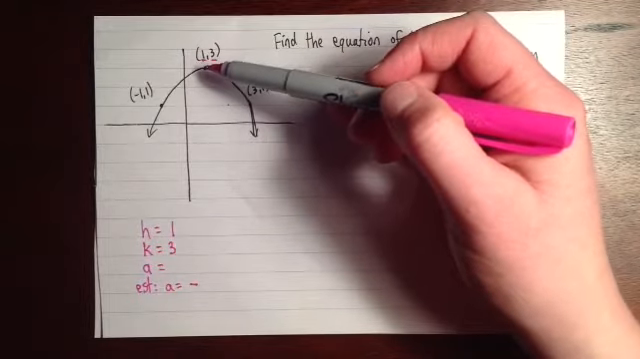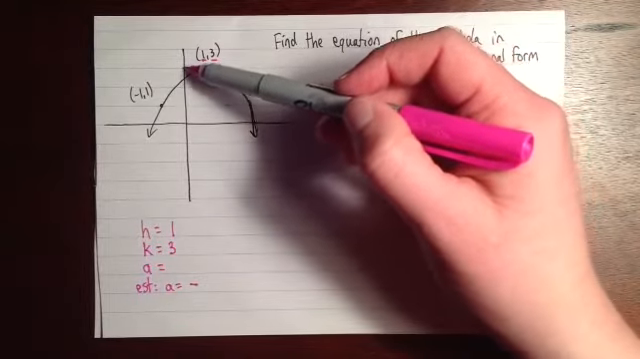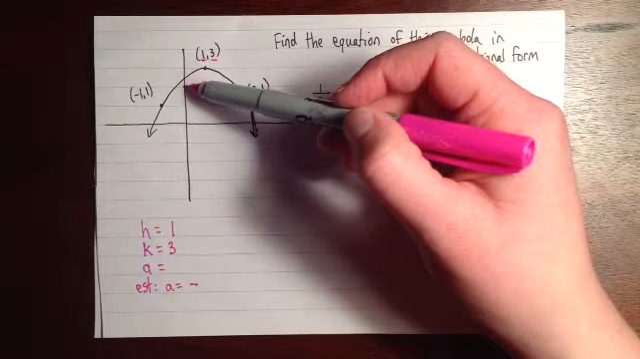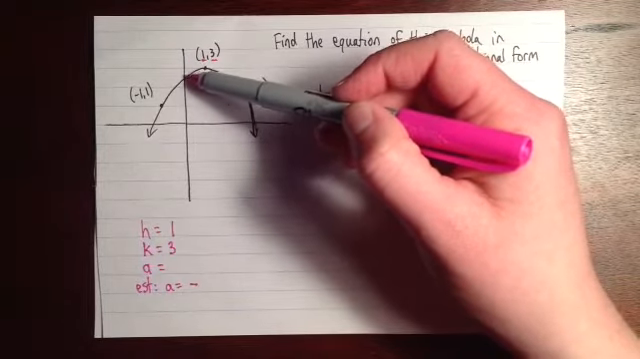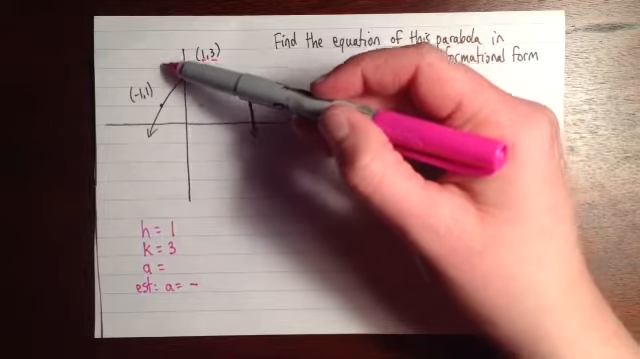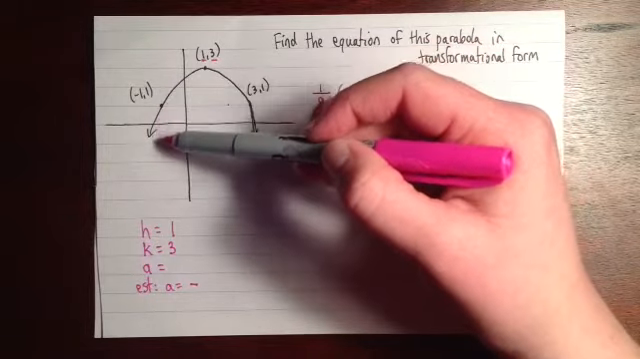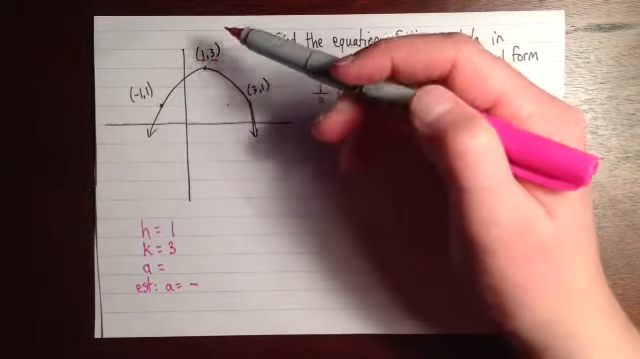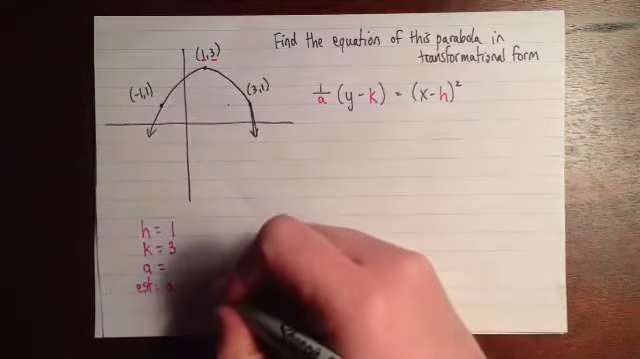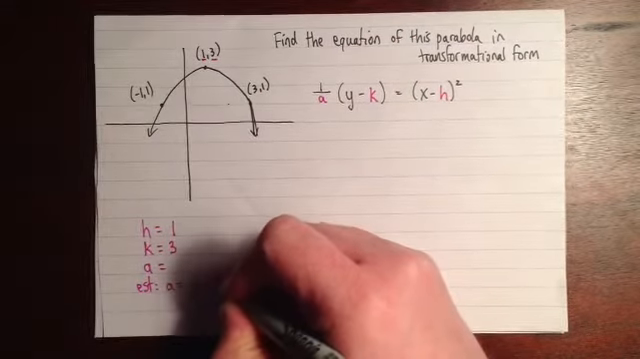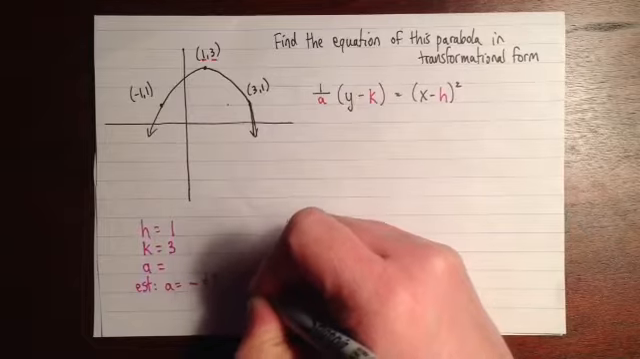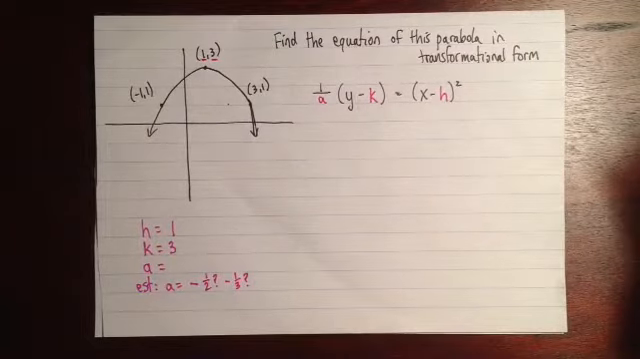Because if we just had one that was congruent to y equals x squared, it would go over 1, and it would go up or down 1. And this one doesn't go up quite that much. And then it would go over 2, and it would go up 4. And this one doesn't do that, so this is wider. So it's going to be something like half or negative a third, something like that. Okay.